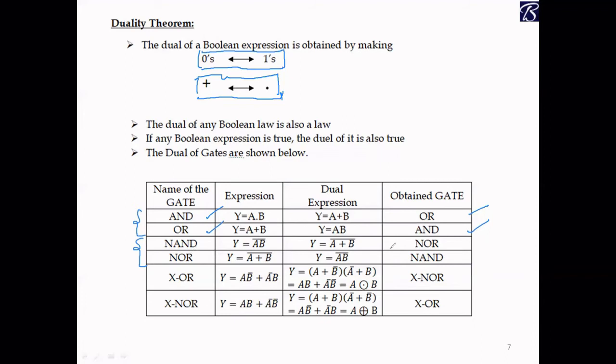What is the dual of NAND gate? It is NOR gate. What is the dual of NOR gate? It is NAND gate. These both are duals. And XOR and XNOR both are duals. The dual of XOR is XNOR. The dual of XNOR is XOR. So this is about duality theorem.